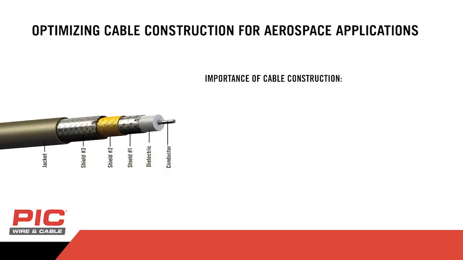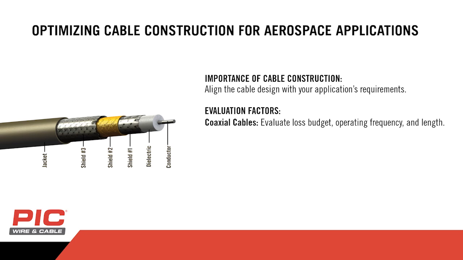Choosing the right cable construction is crucial for optimizing your interconnect solutions. It's essential to align the cable's design with the specific requirements of your application. Selecting a lightweight cable without considering its performance characteristics and installation environment might not deliver the desired results for your avionics systems. When evaluating cables, start by assessing key factors such as loss budget, operating frequency, and the length of coax cable. For Ethernet, focus primarily on data rates, protocol, and run length. Once these parameters are defined, you can select optimal interconnect solutions to meet your needs.